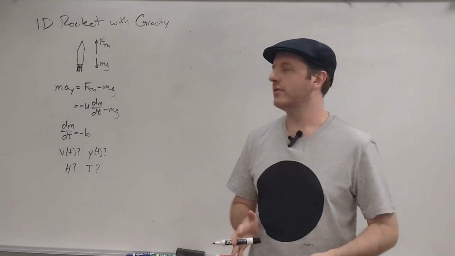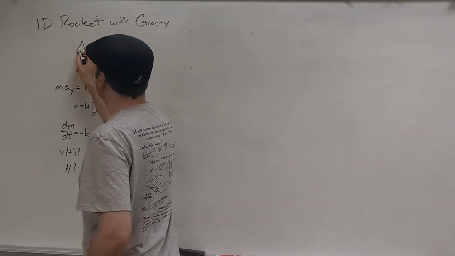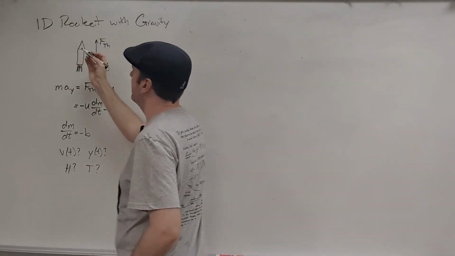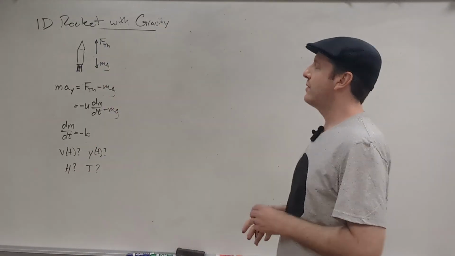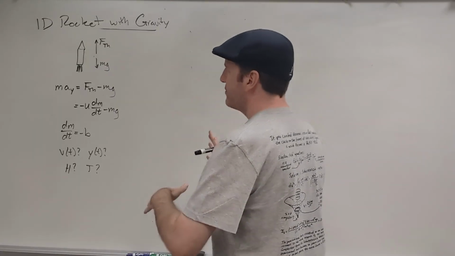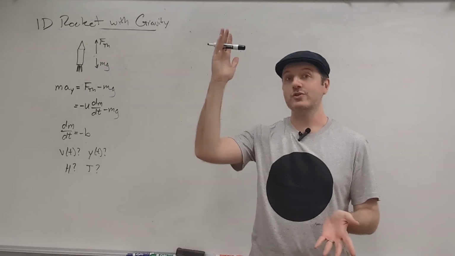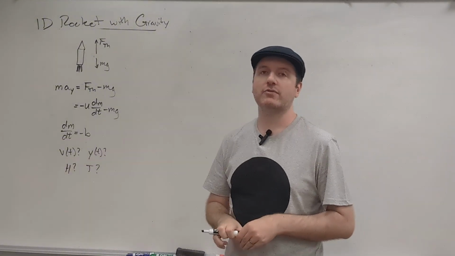Okay, I thought that today we would return to the rocketry problem and look at the example of a one-dimensional, meaning vertical, rocket that's being launched in a uniform gravitational field. And what we mean here is we're assuming that the acceleration due to gravity is a constant, so we're not going too high up. And we are accounting for the fact that the mass of the rocket is changing.